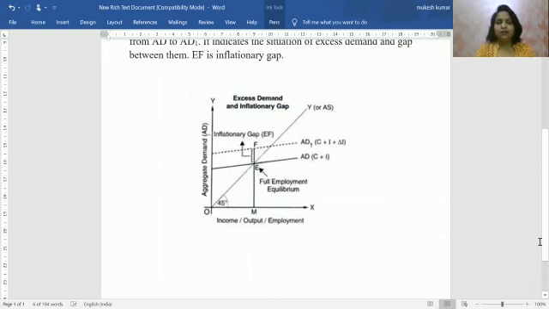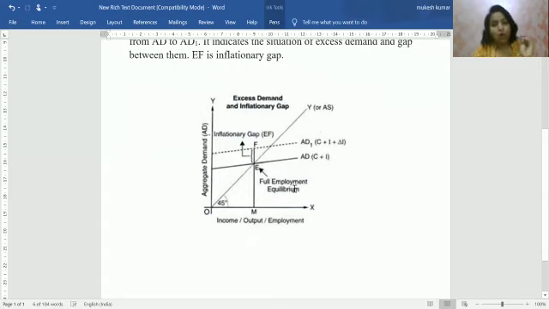We can see here in the diagram, in the x-axis we see income, output and employment, whereas in the y-axis we see aggregate demand. The 45-degree line is the curve of aggregate supply, or we can also say that it is the income line. Now, according to the diagram, point E is the equilibrium point where we see that the economy is working at full employment level.